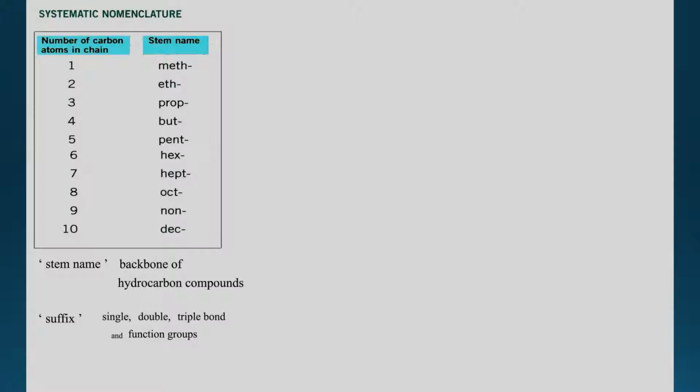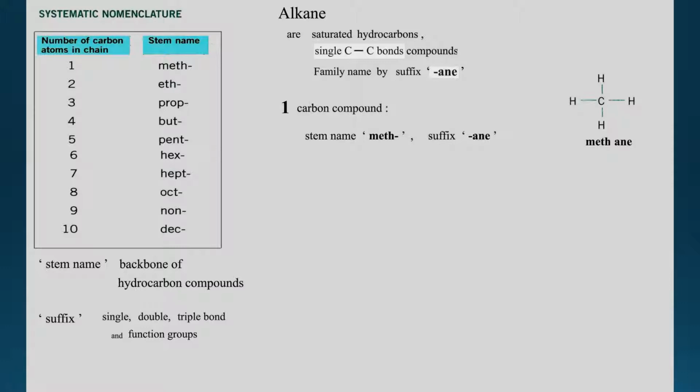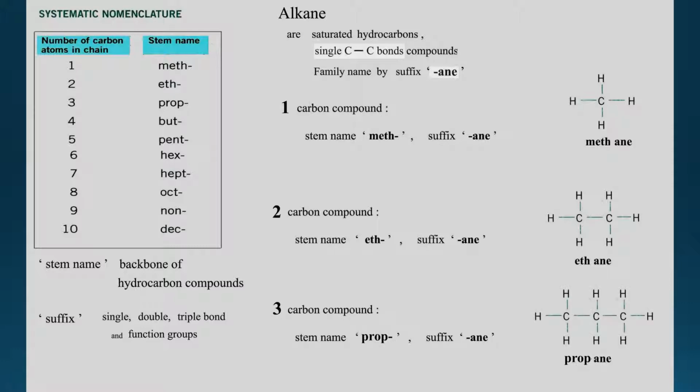Now I'm going to start on single bond. For single bond of this saturated hydrocarbon, the suffix is ane. So one carbon is called methane. 2C, ethane. 3C, propane.